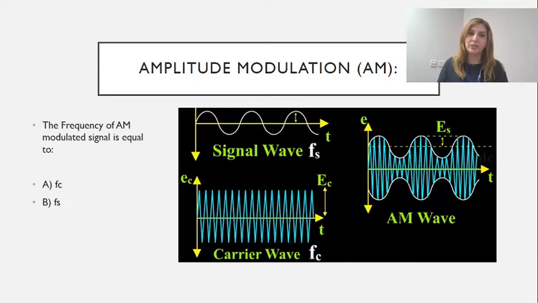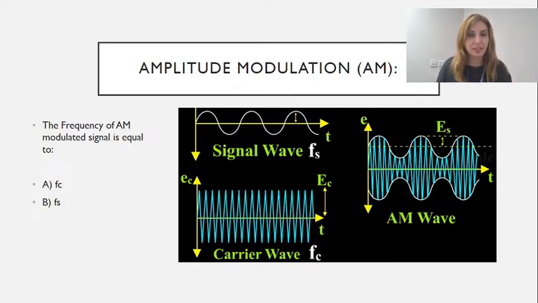Now, just a quick review. On the top, I have my signal wave, the one that contains information, and the bottom one is the carrier wave. After the modulation is done, I end up with a wave that looks like the one I have here on the right side, based on the slides on Brightspace.